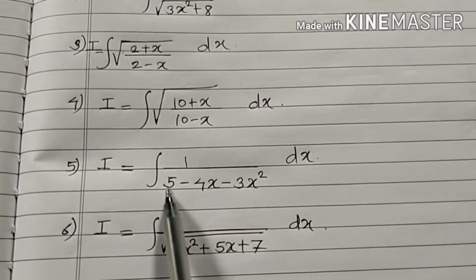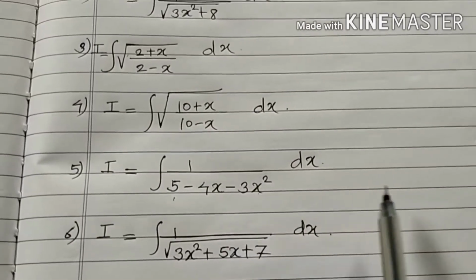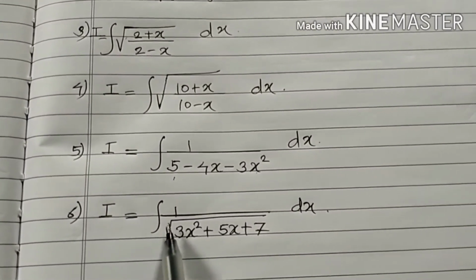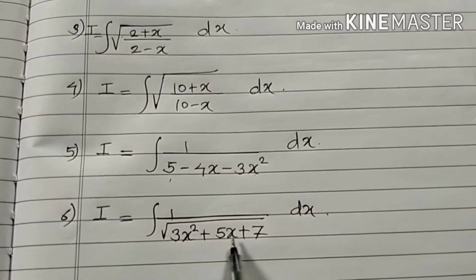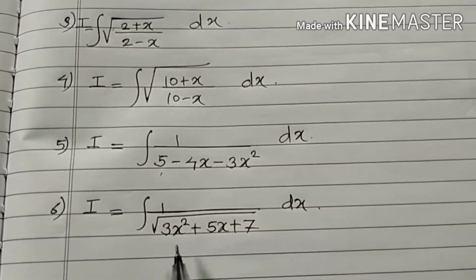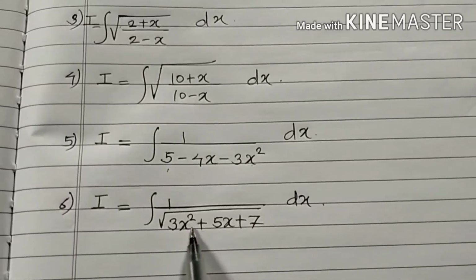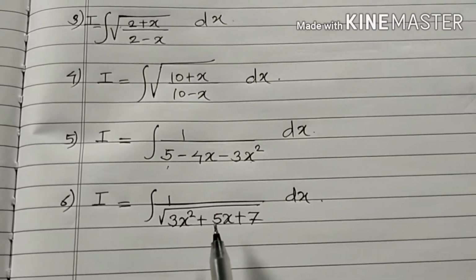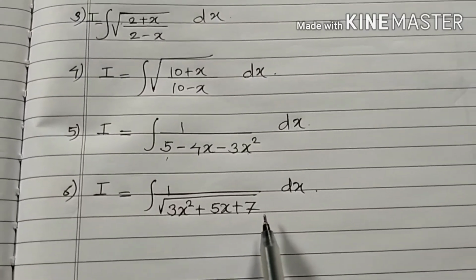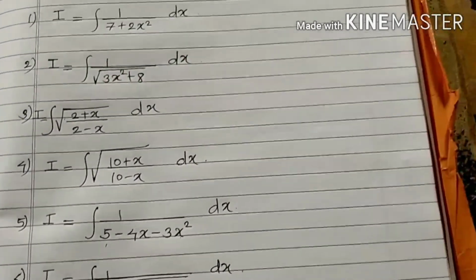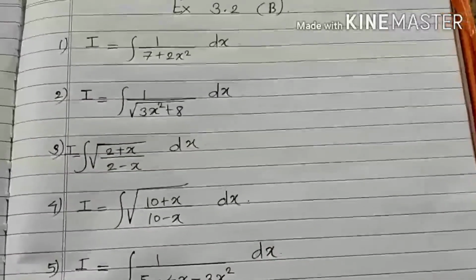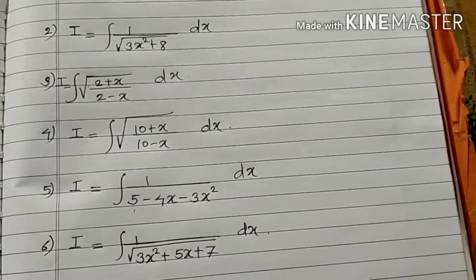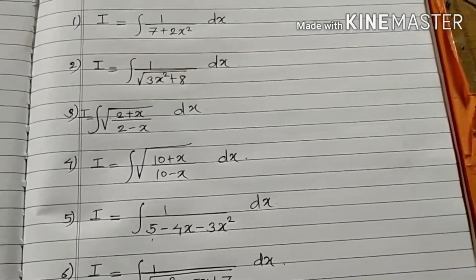You can solve it by taking minus 3 common, so it is very easy to solve. And last, I is equal to integration of 1 upon 3x square plus 5x plus 7 dx. You can take 3 common here, so you get a quadratic expression, and by using b square upon 4a you get your answer. So students, try to solve these practice problems, and if you have any doubts or queries, you can call me. Thank you.